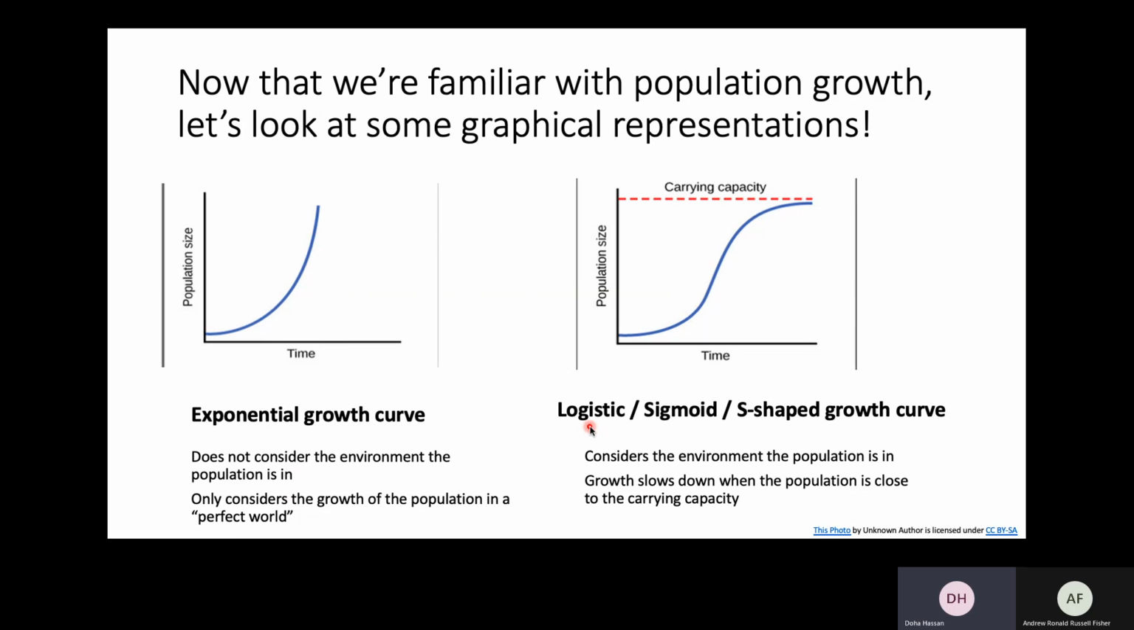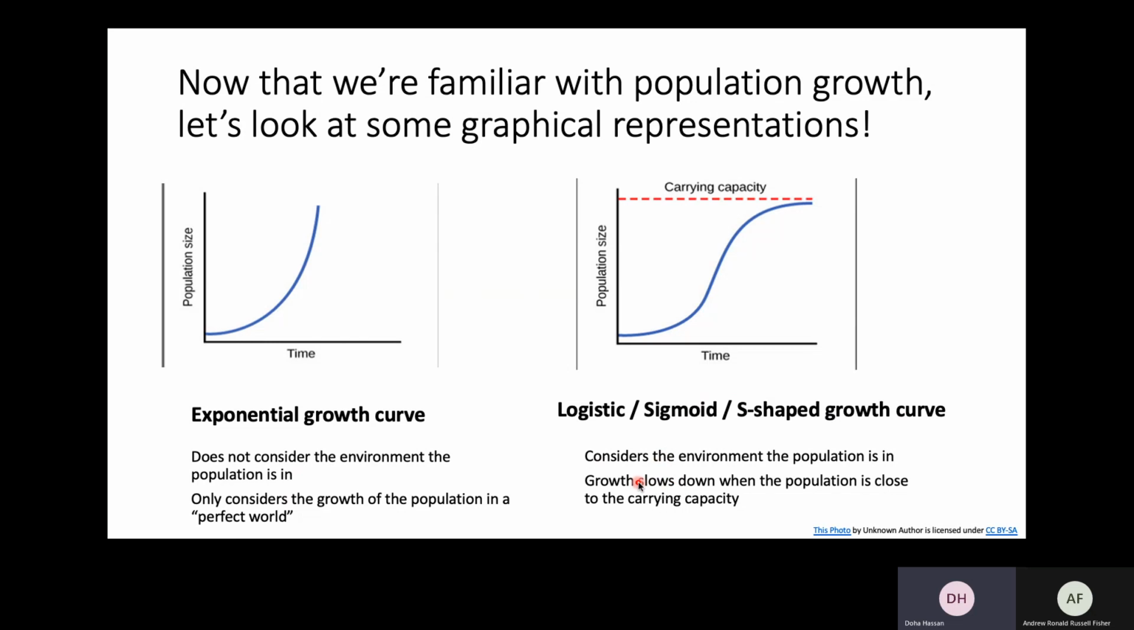Now, the more realistic depiction of population growth would be a logistic or sigmoid or S-shaped growth curve, right? So again, you're looking at the same axes. You have the population size on the y-axis, and the time on the x-axis. So again, we're looking at the change in the population size over time. And this type of graphical representation considers the environment that the population is in. So it's going to consider those factors that I mentioned over here, where this graph did not consider them. So this is more realistic.